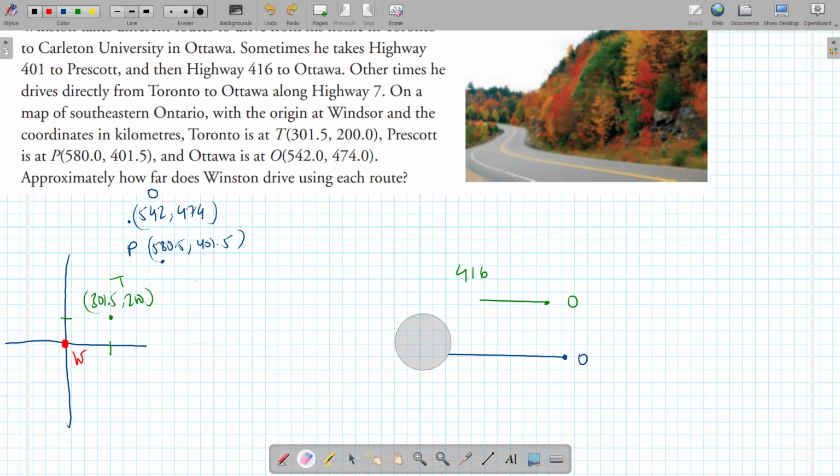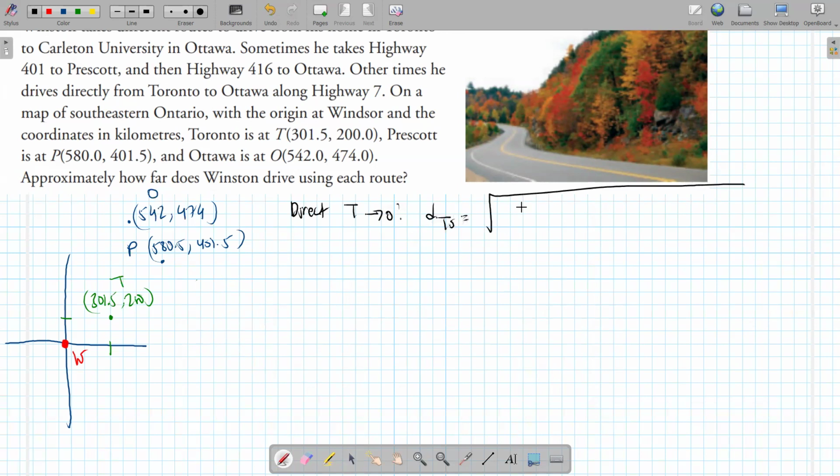So I'm just going to use the formula approach. Let's first do the direct route. So he just goes from T to O. Remember, the formula is, again, it doesn't matter which one you do first. You can definitely do y2 minus y1 as well, because you're just adding them up, so the order doesn't matter. I'm going to say this is 1, 1, this is 2, 2.